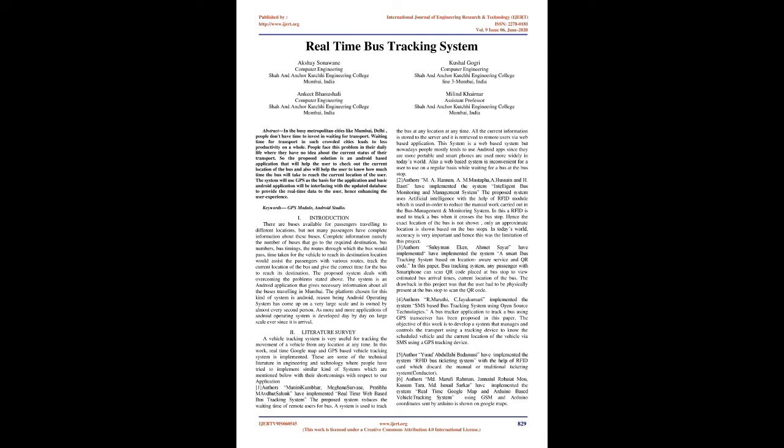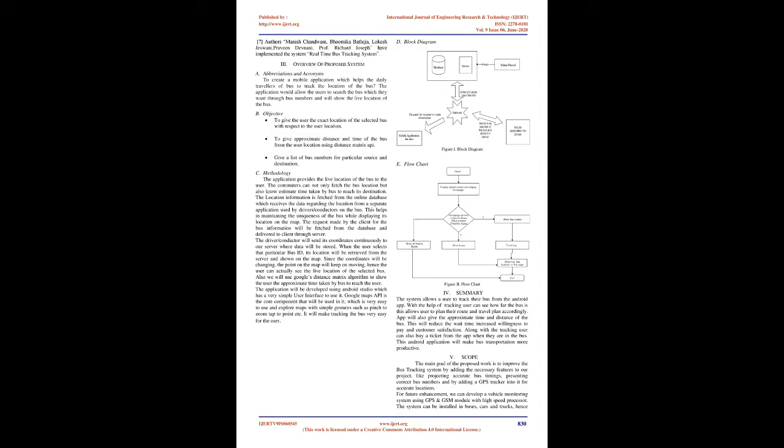2. Authors: M. A. Hanan, A. M. Mustafa, A. Hussain and H. Basri have implemented the Intelligent Bus Monitoring and Management System. The proposed system uses artificial intelligence with the help of an RFID module, which is used to reduce the manual work carried out in the bus management and monitoring system. In this, an RFID is used to track a bus when it crosses the bus stop. Hence the exact location of the bus is not shown, only an approximate location based on the bus stops. In today's world, accuracy is very important and hence this was the limitation of this project.